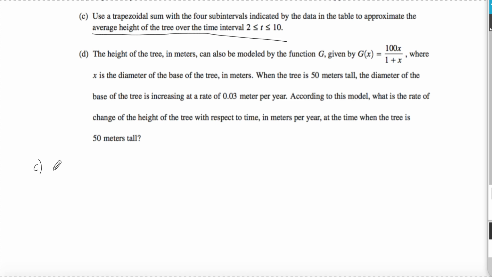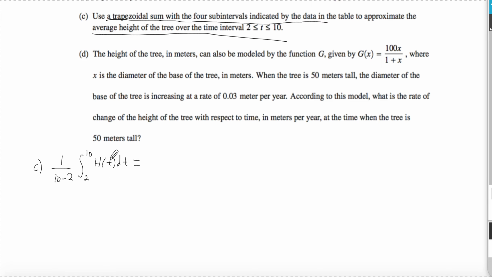So this is going to be my integral formula. This is going to be 1 over b minus a, so that's going to be 1 over 10 minus 2, there's my interval, times the integral from 2 to 10 of h of t dt. Now, I don't have a way to actually evaluate this integral, but it says use a trapezoidal sum with 4 subintervals indicated by the data in the table to approximate this value.